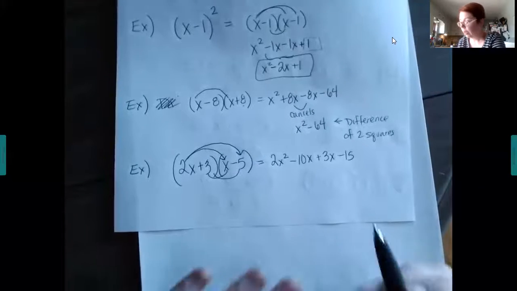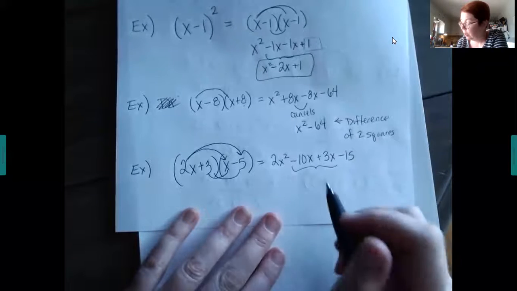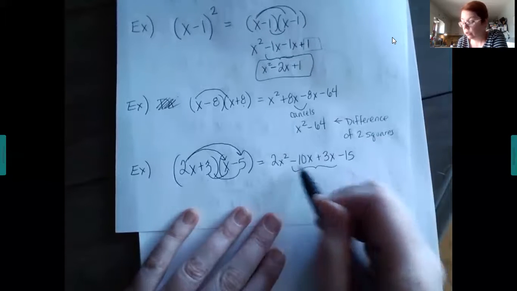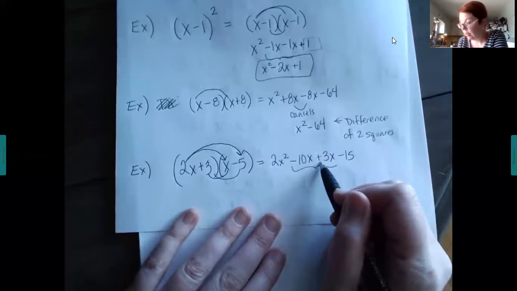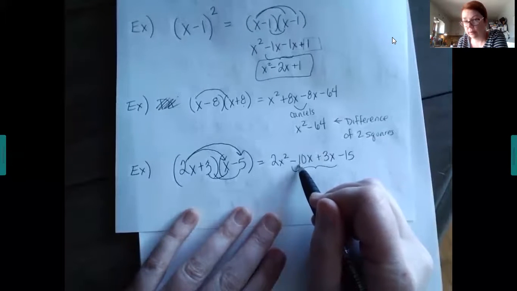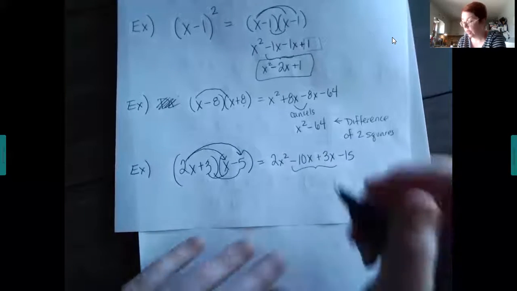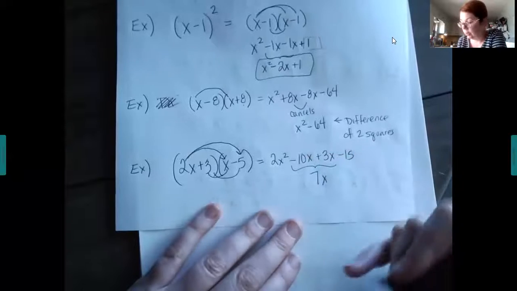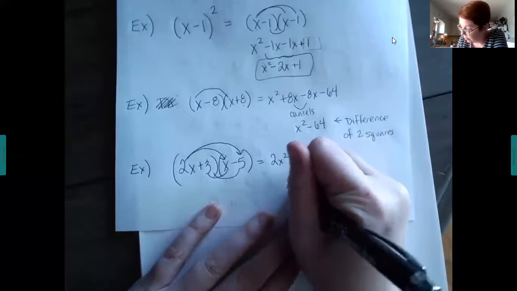So again, the only like terms are right here in the middle. They're different signs. One's a plus, one's a minus. So again, we're going to subtract, take the difference, keep the sign of the higher number. So a negative 10 and a 3, the difference of that is 7. And then since our bigger number is negative, our sign will still be negative.